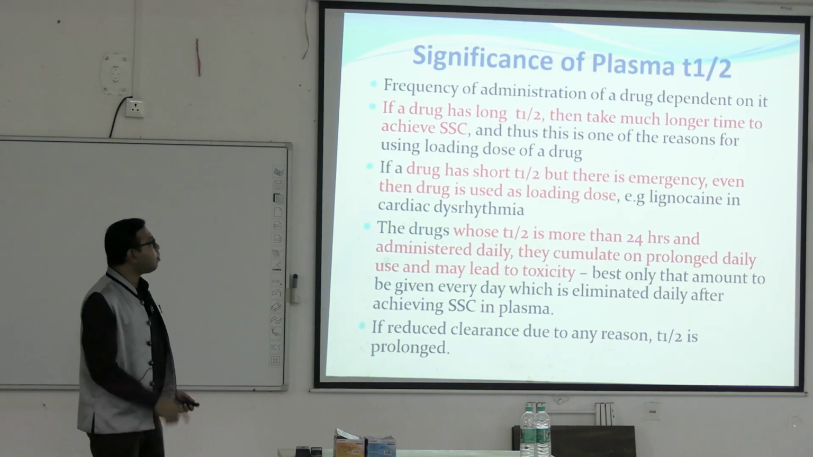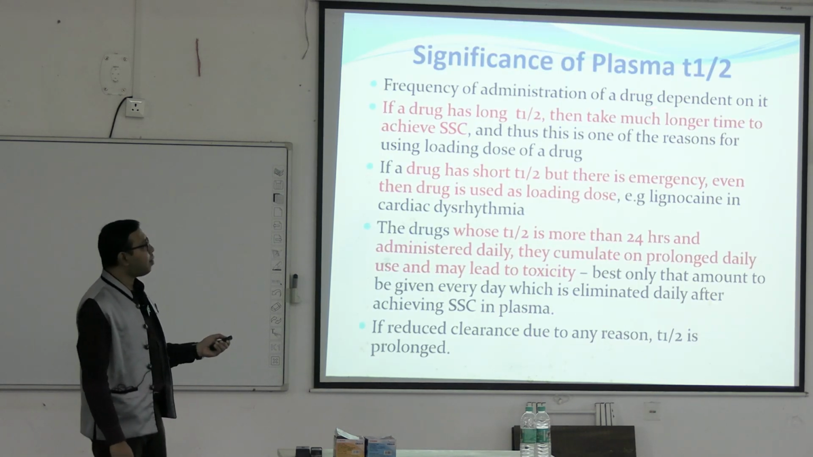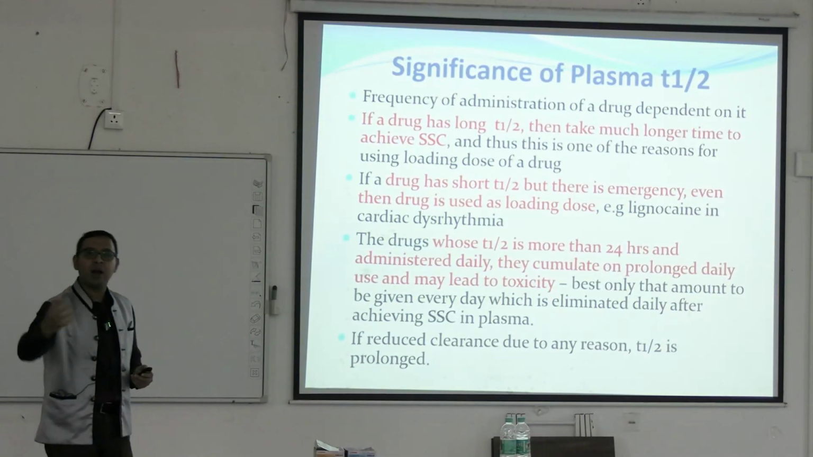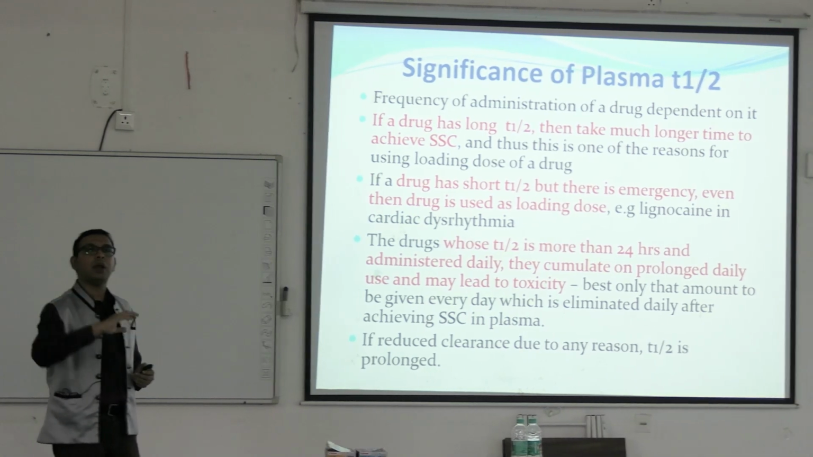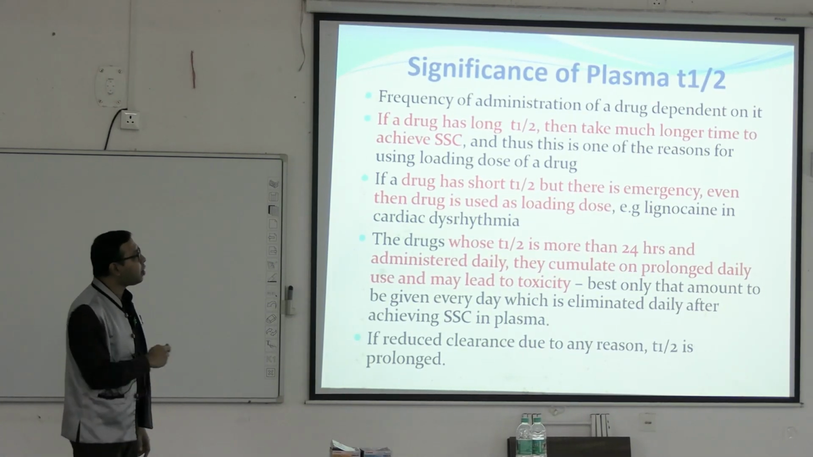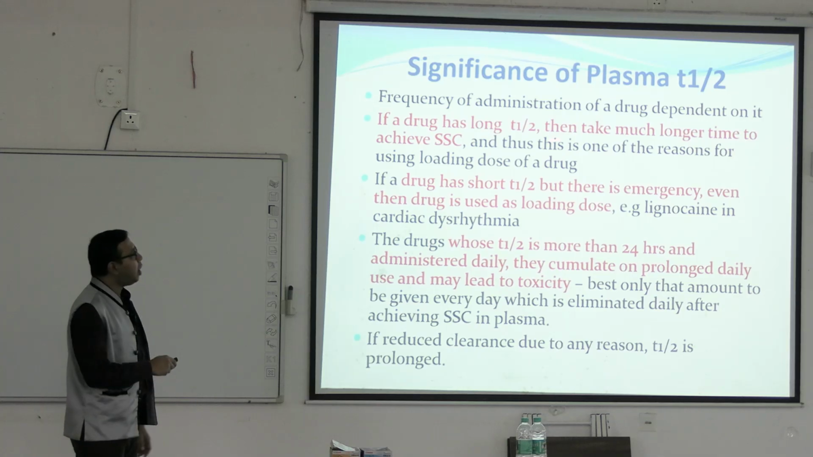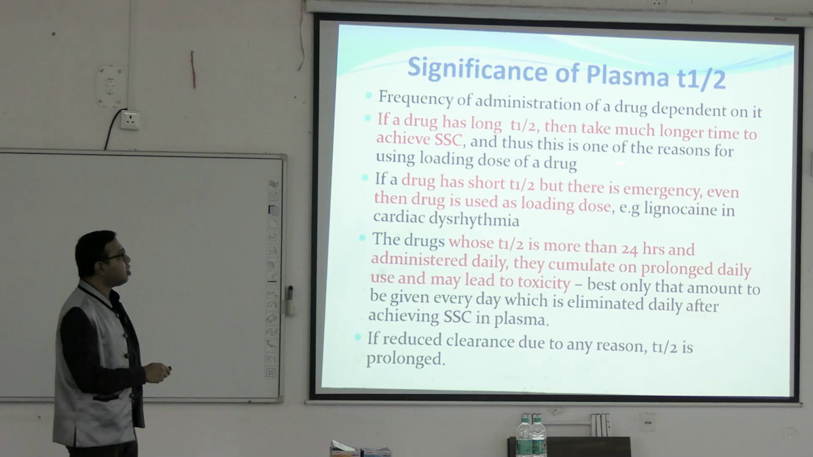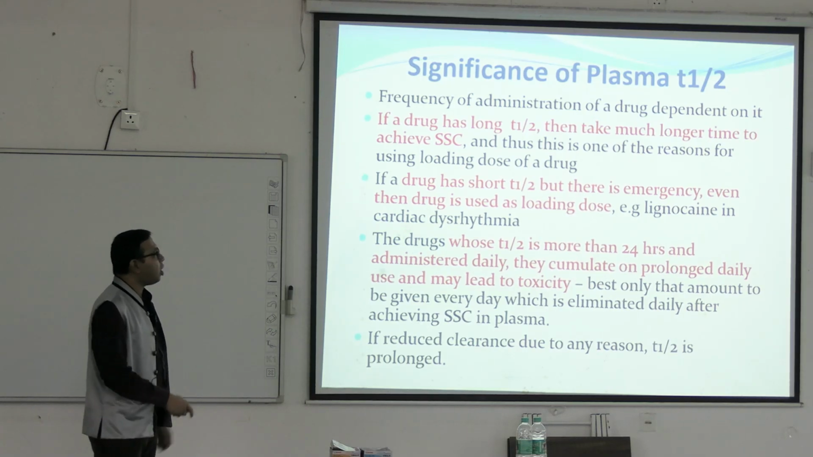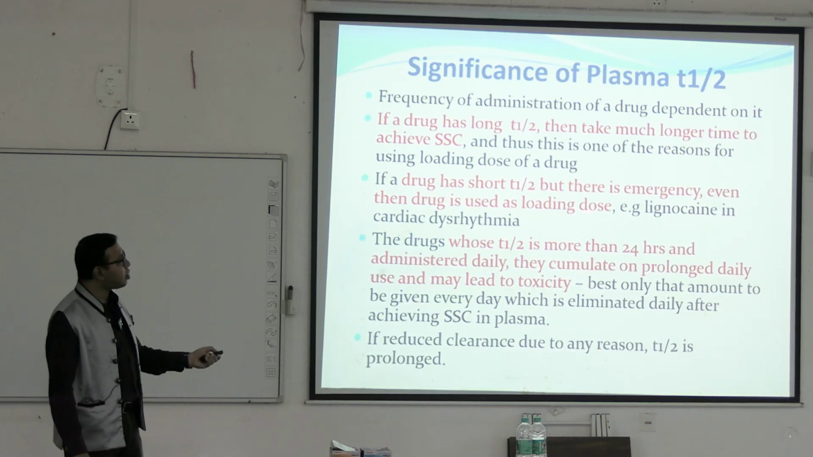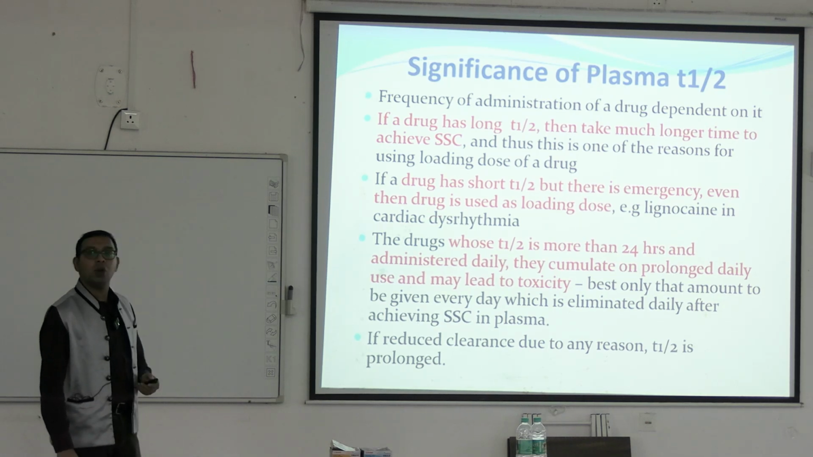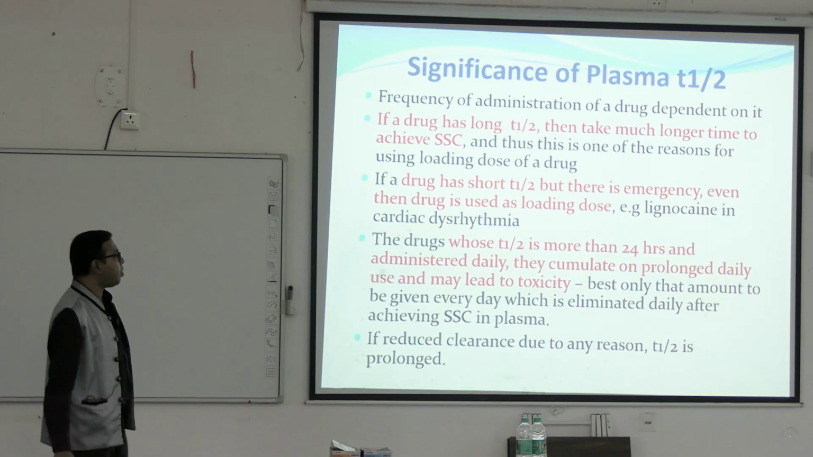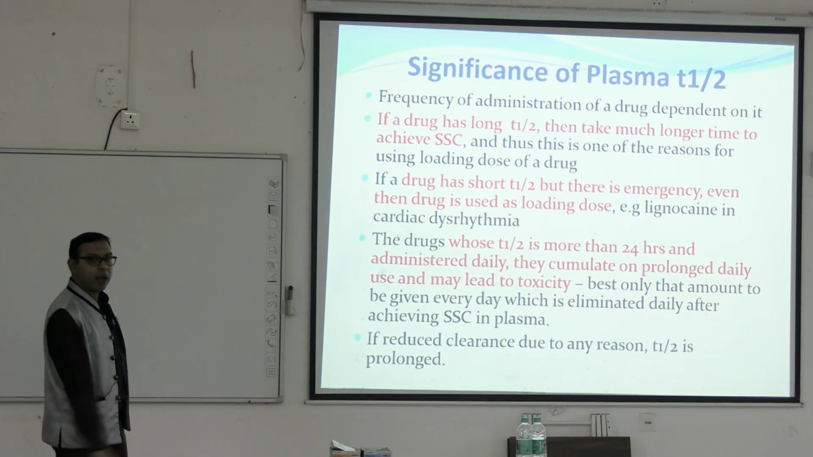The significance of the plasma T-half is that the frequency of administration of a drug depends on it. Whether it is normal drug administration or the maintenance dose after the loading dose, the frequency depends upon the plasma T-half. If a drug has a long T-half, it takes much longer to achieve the steady state plasma concentration, and this is one of the reasons for using a loading dose. If a drug has a short T-half but there is an emergency, even then the drug is used as a loading dose. Already we have discussed this. Example: lignocaine or lidocaine in cardiac arrhythmia.